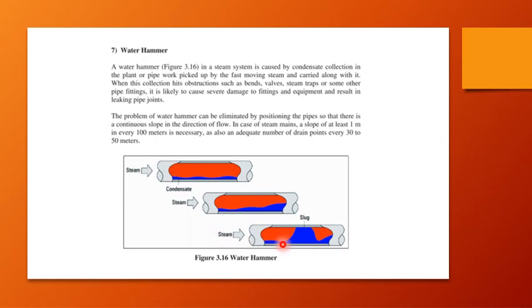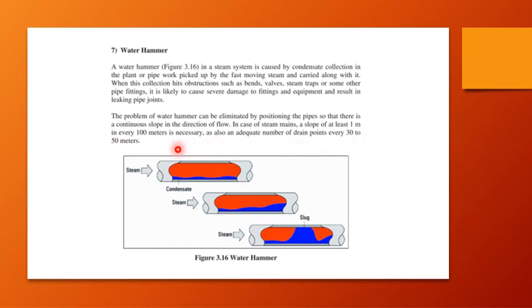So basically, what you should do when you install the steam line is that a bit of slope is required here. The problem of water hammer can be eliminated by positioning pipes so that there is a continuous slope in the direction of flow. In the case of steam mains, a slope of at least 1 meter in every 100 meters is necessary, with an adequate number of drain points every 30 to 50 meters.